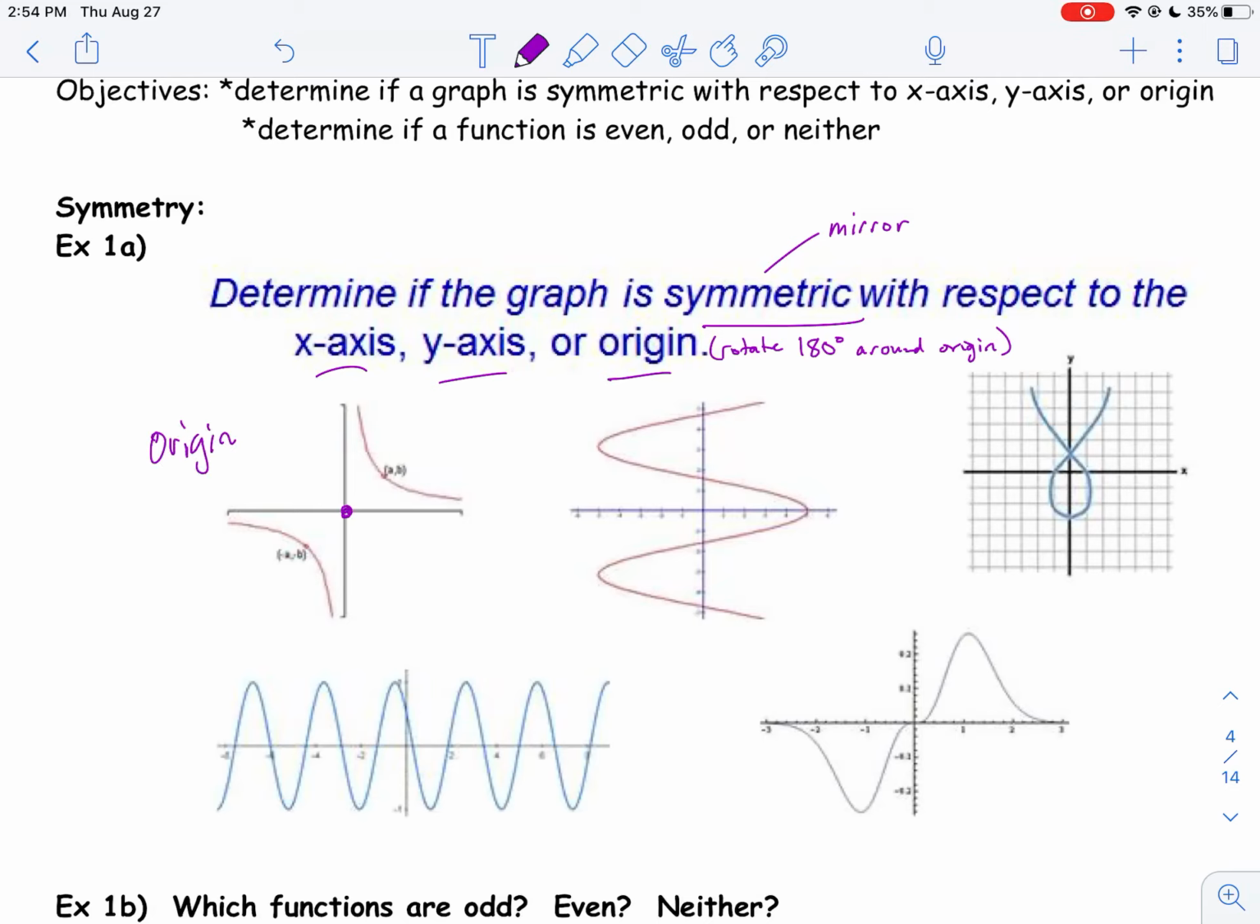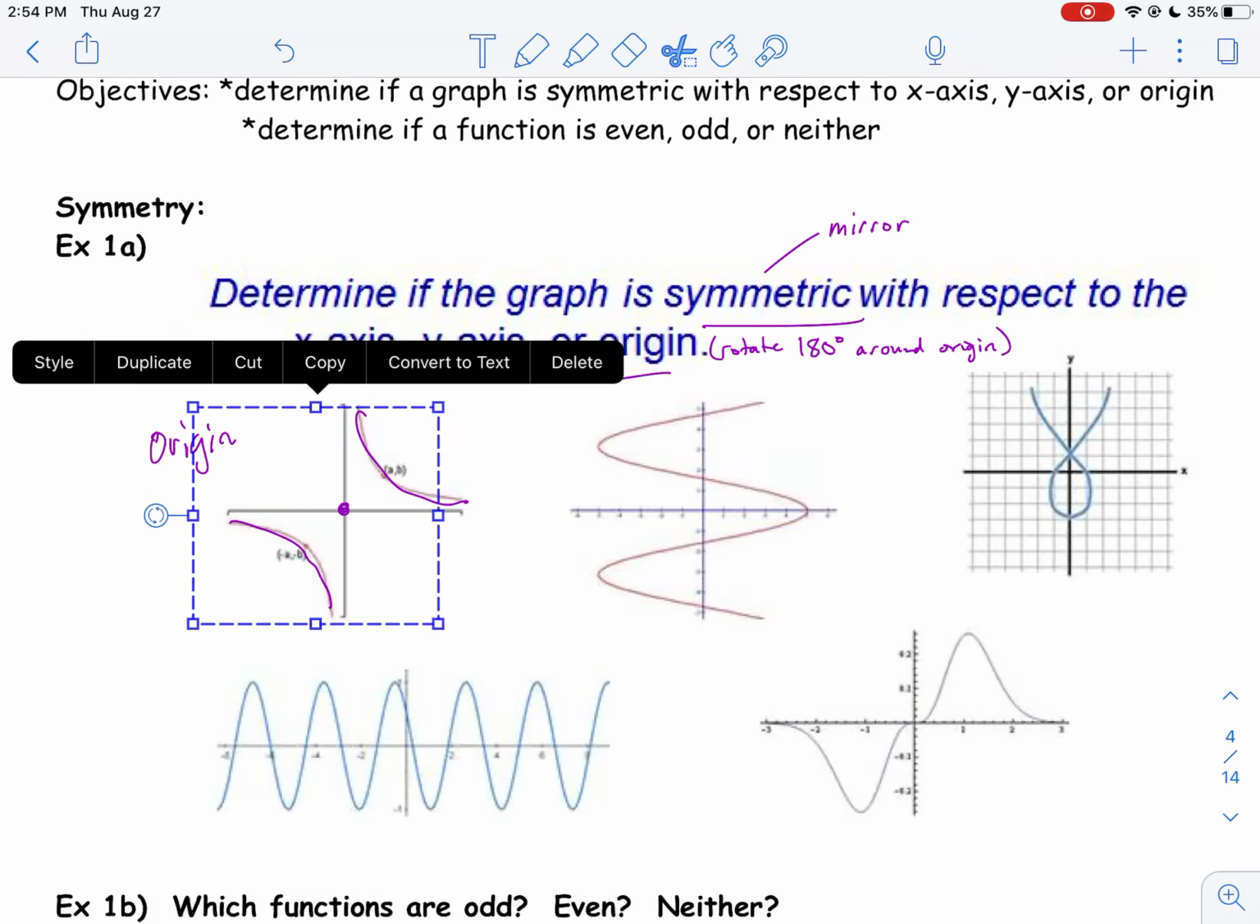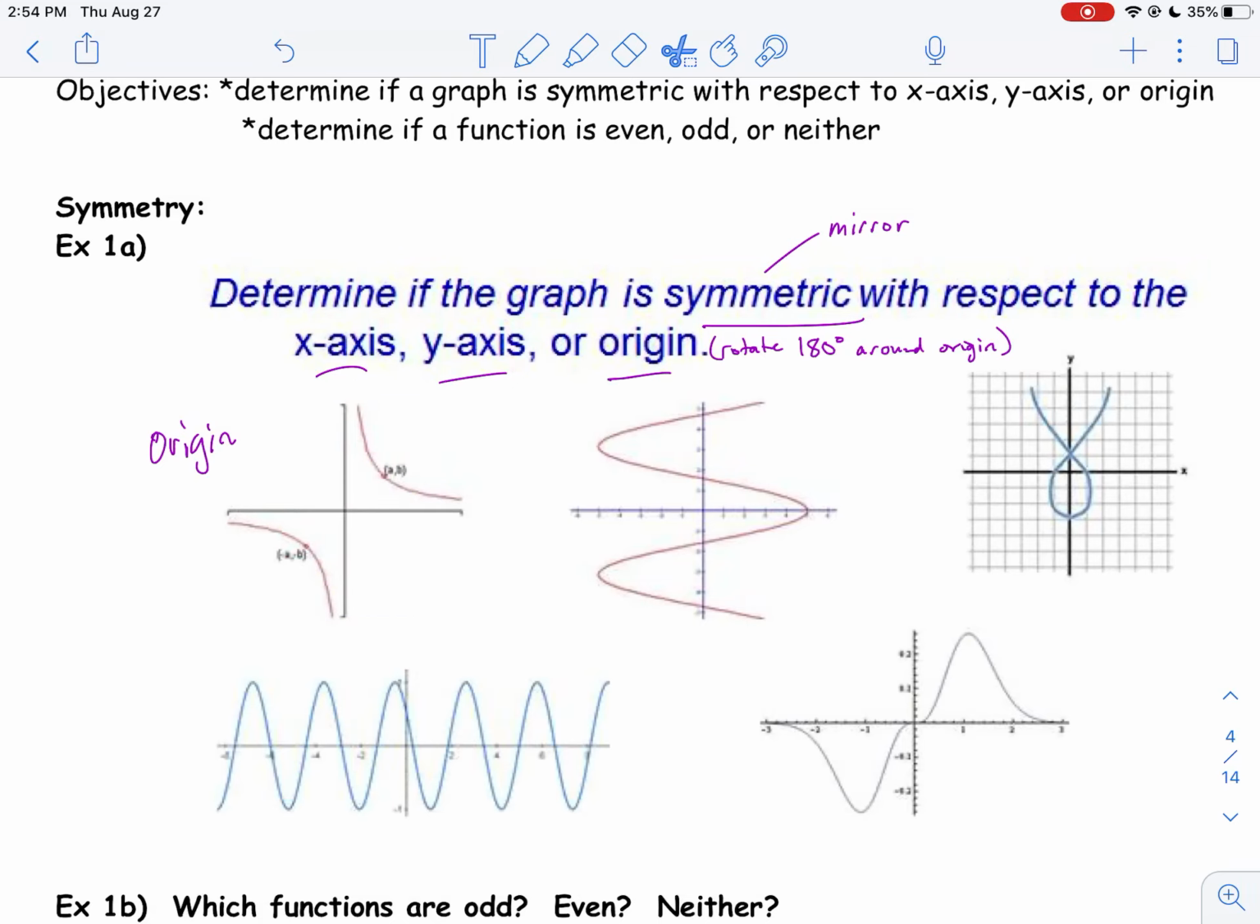Do you see if I spun this around? I don't know if I can actually do this or not. I don't think I can. Yeah, look. Cool. I'm so excited. It's off just a little bit, but you can see it's 180 degrees. Excellent. So that's the origin. How about this one?